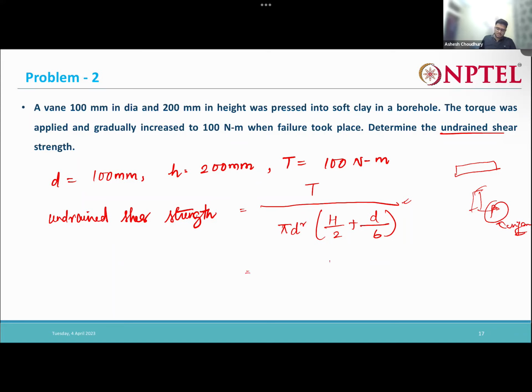Now, what is my T? 100. So please calculate this. Please calculate. Let's see.